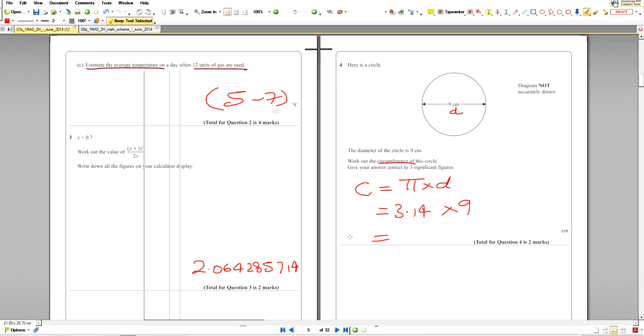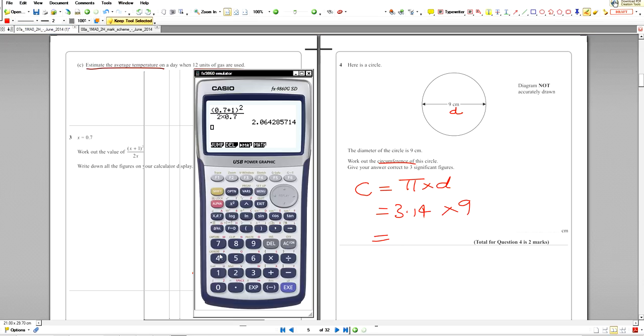Okay. Right, let's have a look what we got. So we use a calculator. We even have a pi button on there, so we can use that as well. Shift pi times by 9 equals. So we get 28.2. So now we've got to give it correct to the 3 significant figures.